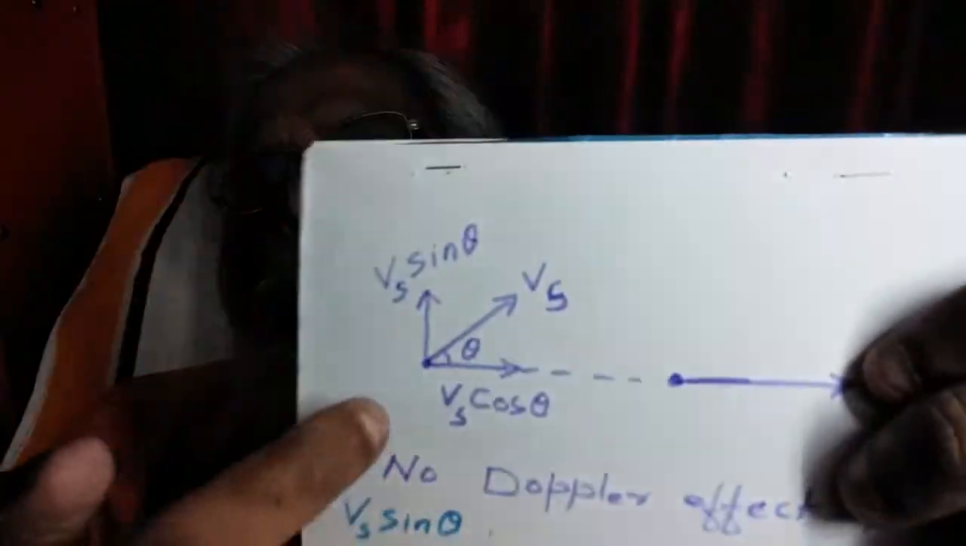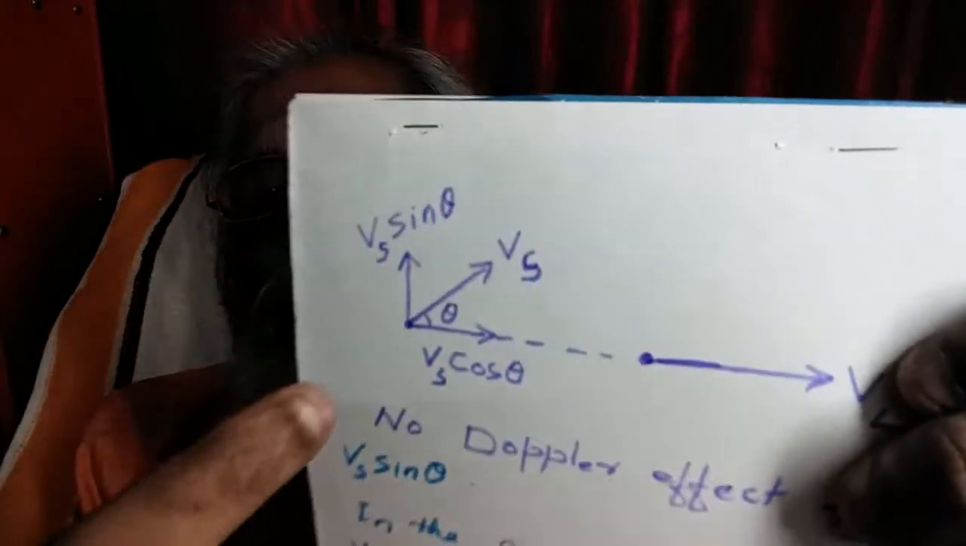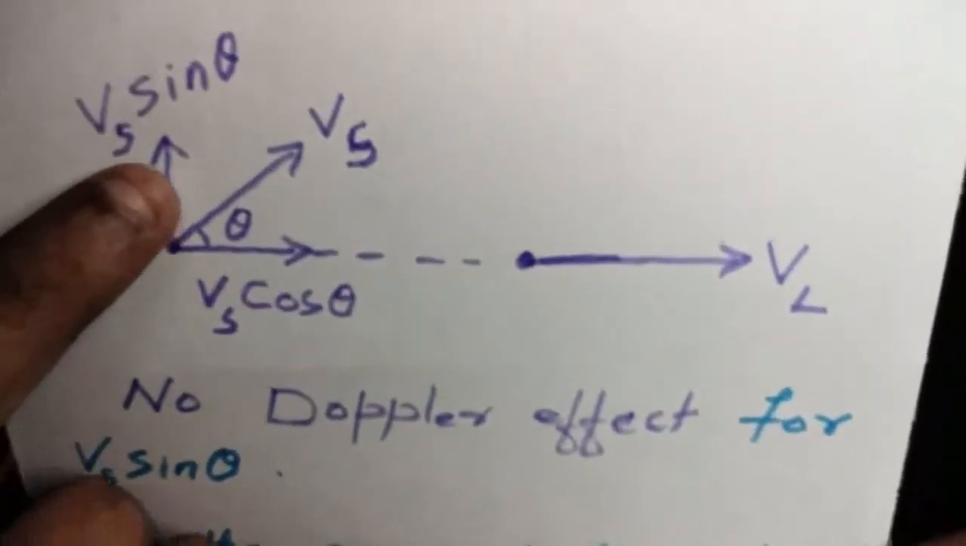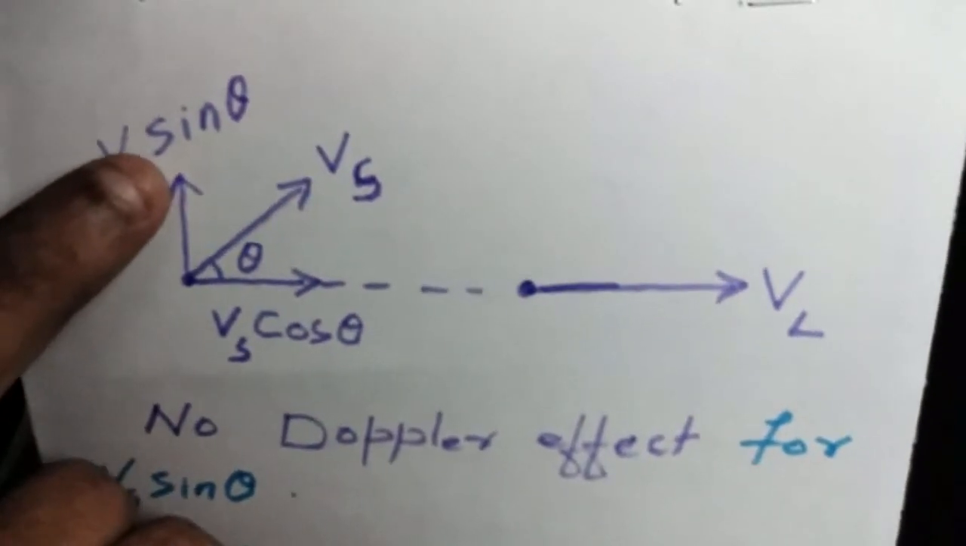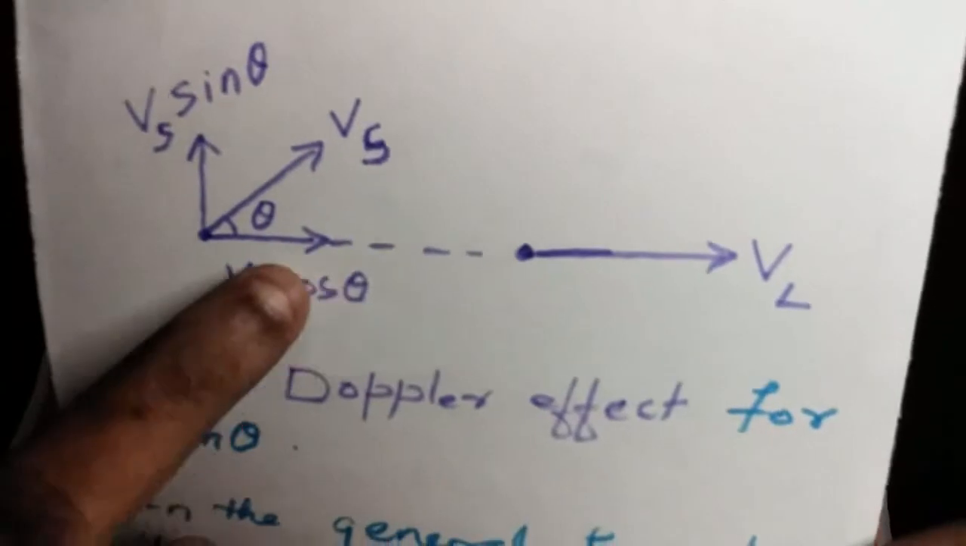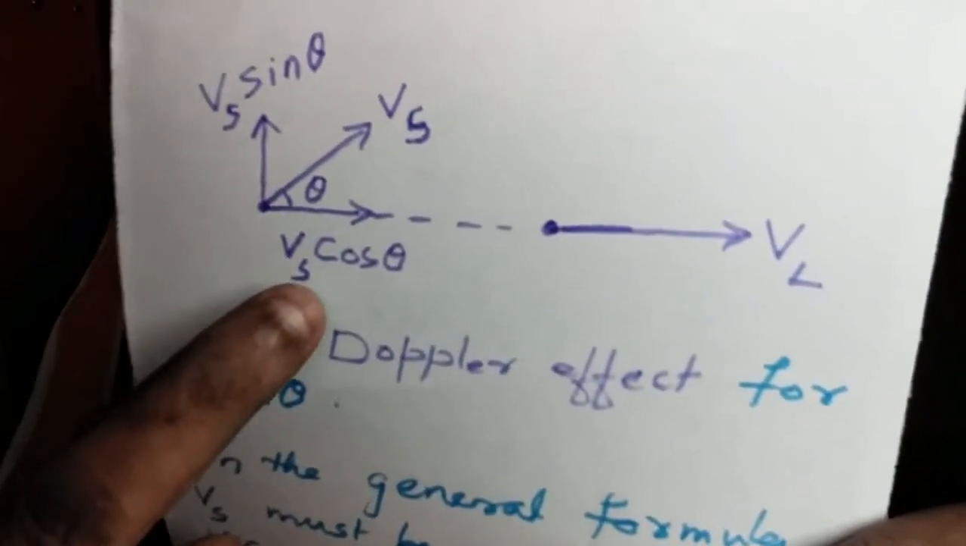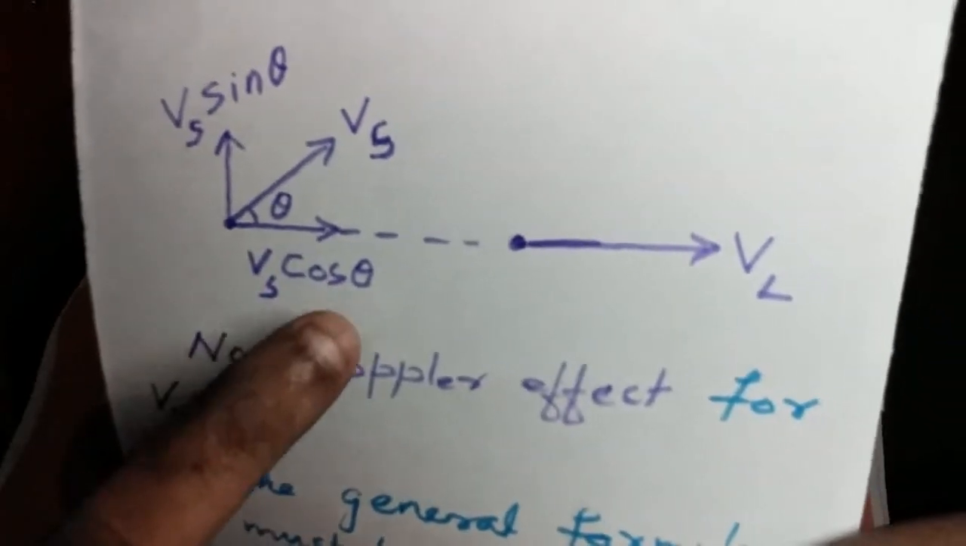Another point regarding Doppler effect is that Doppler effect is perceivable when both velocities are parallel. Suppose the velocity of the source is inclined, then it can be resolved into two components, Vs cos theta and Vs sin theta. This component won't exhibit Doppler effect. Only this component exhibits Doppler effect. That means when you calculate the formula for Doppler frequency or apparent frequency, you use Vs cos theta in the place of Vs in that formula. That is an important point.